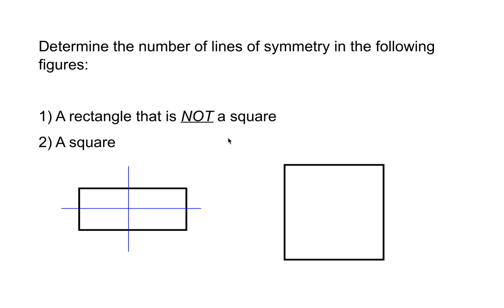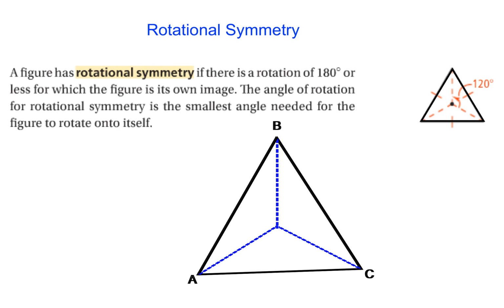And how about a square? We noticed that a square has four lines of symmetry. We saw that before. Next, let's talk about rotational symmetry.